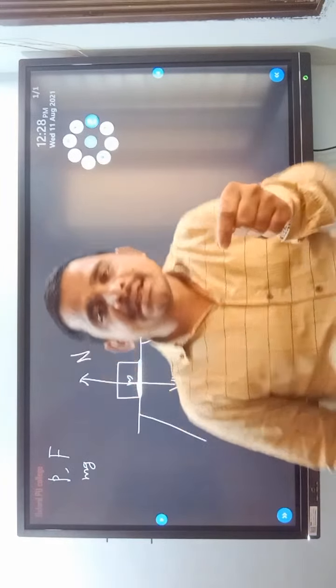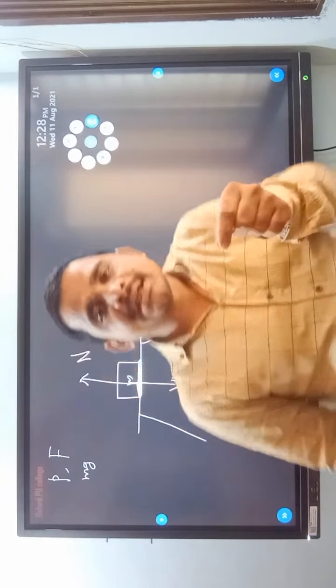Today we have discussed two types of forces. One is the force by gravity. What is the force by gravity? F is equal to mg. And this always acts vertically downward. Understood? It always acts vertically downward.